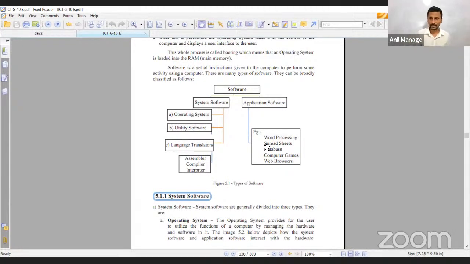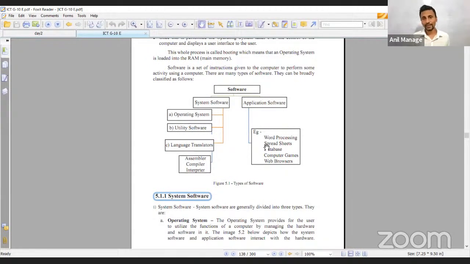Then system software, operating system like Windows and Linux and all that. Utility software actually helps the operating system to work smoothly. As an example, if you take antivirus software, it is a utility software. So how is it helping the operating system? It will remove all the viruses, then the operating system can work fast.